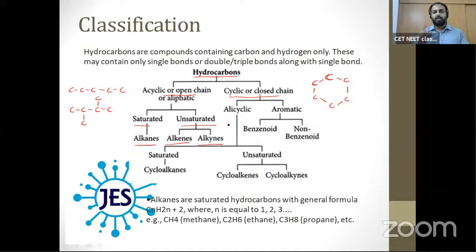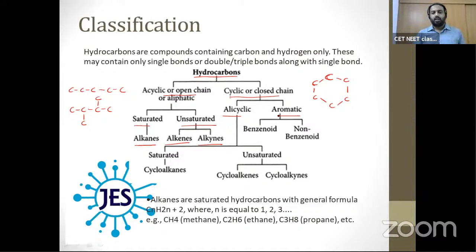Alicyclic and aromatic. Alicyclic means, see, if an open chain compound is connected end to end, carbon to carbon, that becomes alicyclic. It will have properties very similar to other open chain compounds like alkanes, alkenes, and alkynes. Hence, you call them alicyclic compounds. They resemble aliphatic nature, that is why we call them alicyclic compounds.